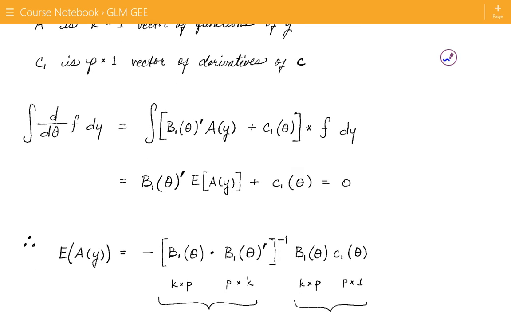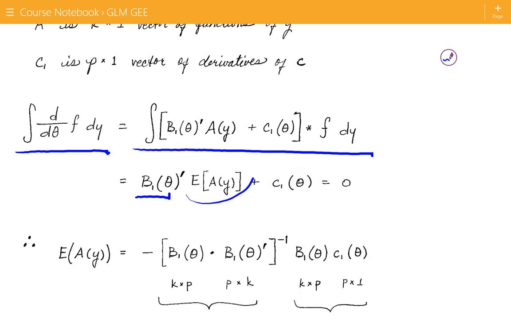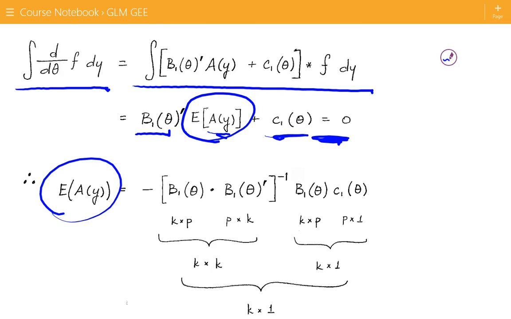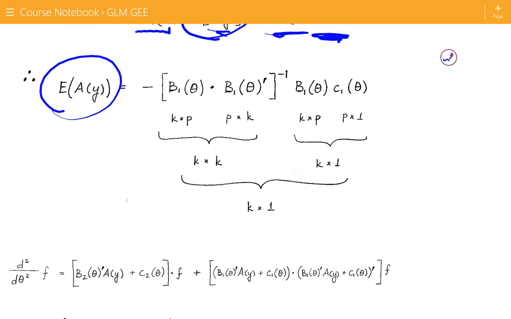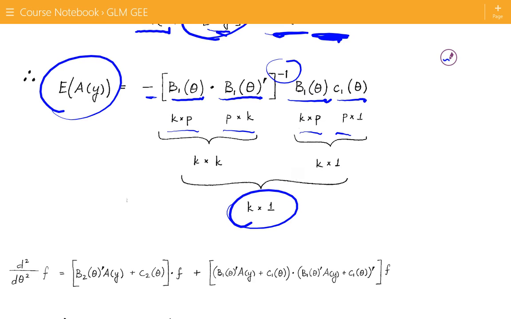Now if we take the integral of this function, we come up with the first derivative function times the expected value of a of y plus the first derivative of c. We set that equal to 0 and solve, and we find that the expected value of a is equal to the function expressed here, which is essentially negative b1 transposed times b1, inverse, times b1 times c1. If you follow through on the dimensions, you come down to a k by 1 vector out of this, which is exactly what we would expect, because a was a k by 1 vector, so this matches as it should.